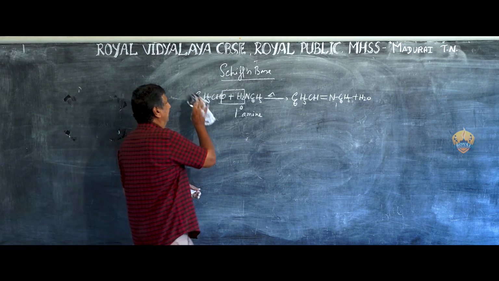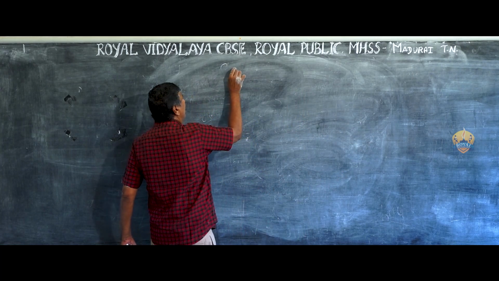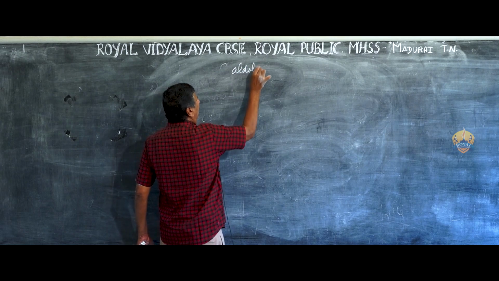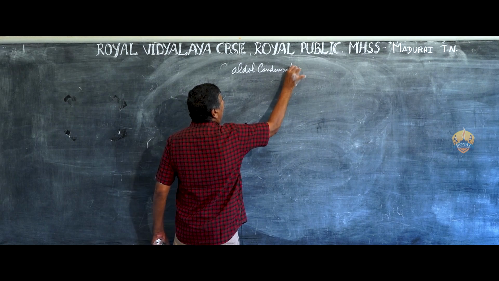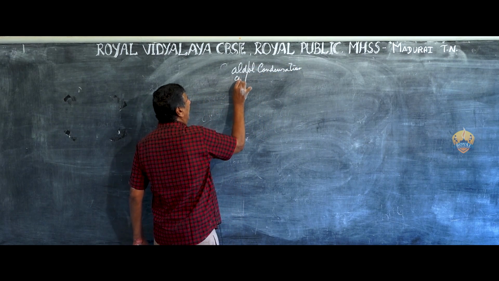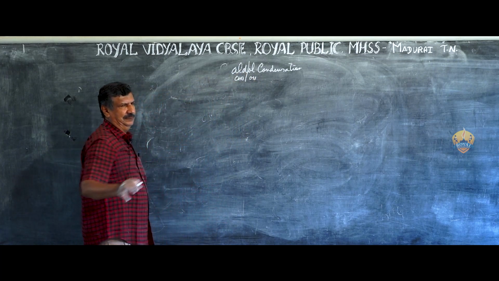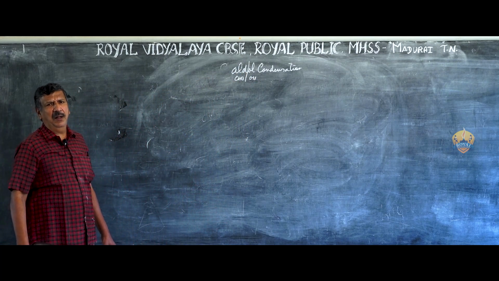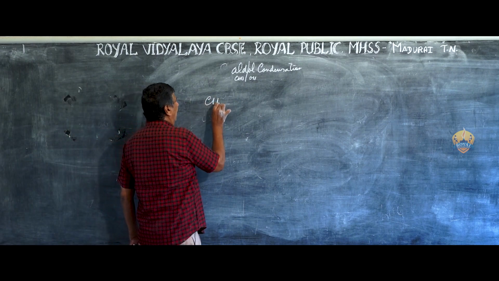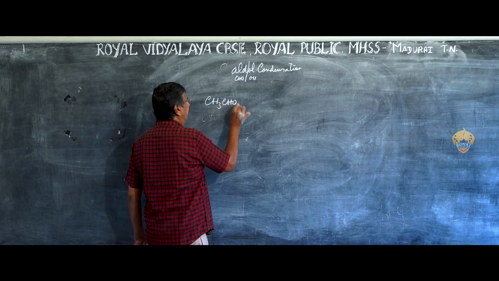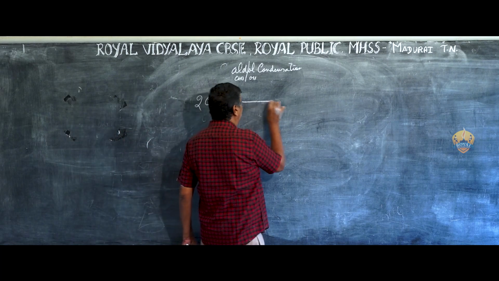Okay. Next one is aldol condensation. The name itself indicates aldehyde with an alcohol. So, you take acetaldehyde, 2 acetaldehyde, then what do you do?